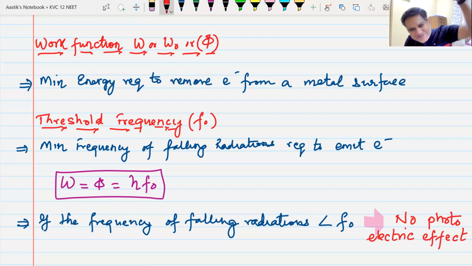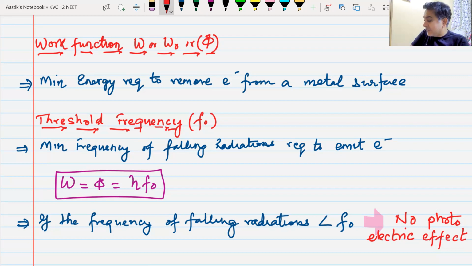I may allow a lot of light to fall. Hey, more light, more light means more energy? No, more light does not mean more energy. More light basically means that more photons are falling. We'll have to understand this. More light means more photons are falling. You understand this? Okay.